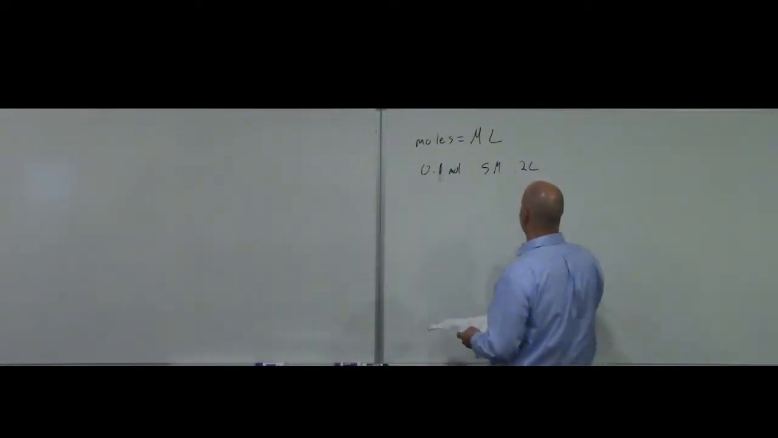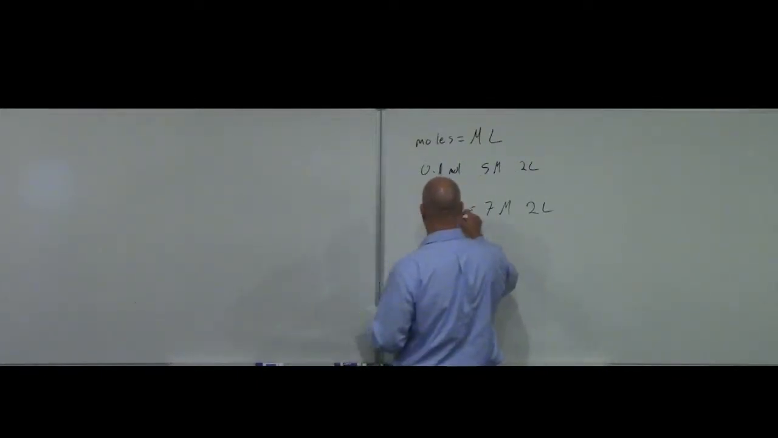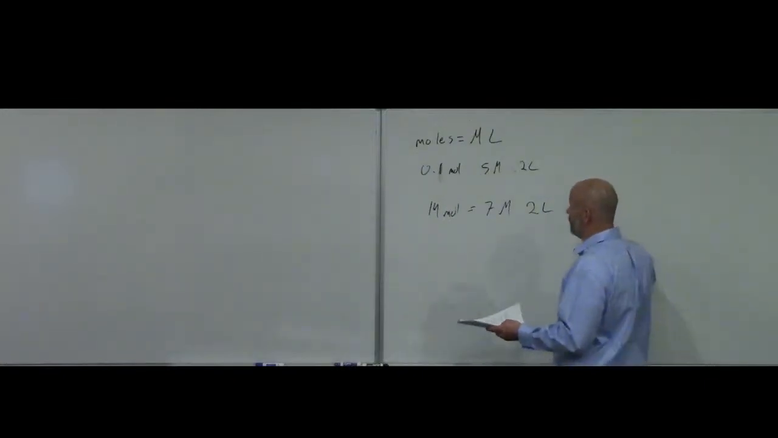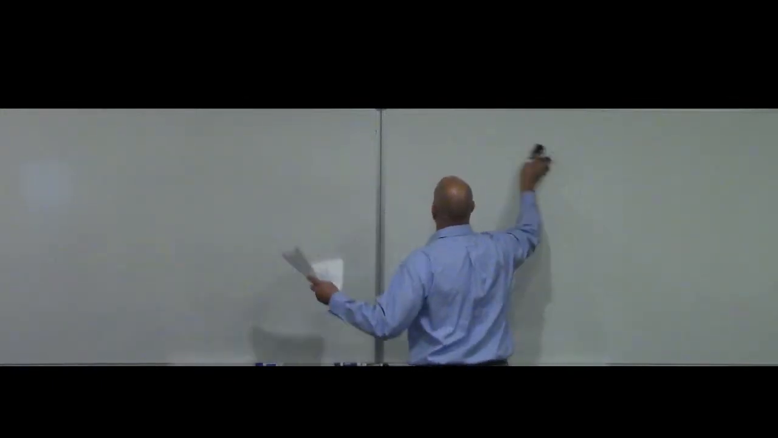Let's do another one. Say I have a 7 molar solution and I've got 2 liters of it, how many moles do I have total? 14, right? That simple little thing is a step we don't want to skip. We need to be able to do dilutions. We need to be able to do that. So let me give you one, okay? This one I'm just going to make up, and then we're going to do one off your paper.